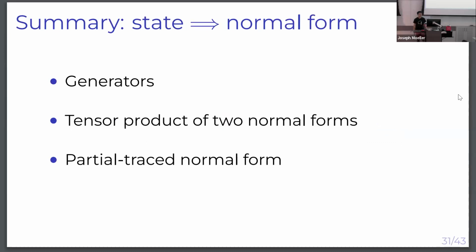In summary, we're going to turn every generator into a normal form by reading out its entries. We're going to do that as the base case of the induction. And then as part of this kind of weird induction proof, you're going to show the tensor product of two normal forms is a normal form. And you're going to show the partial trace of a normal form is still a normal form.